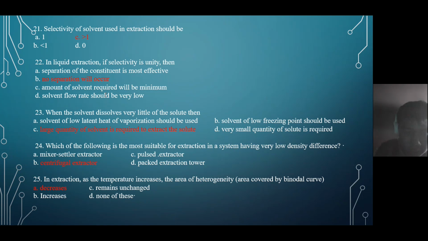So the last number for our theory: in extraction, as the temperature increases, the area of heterogeneity or area covered by the binodal curve decreases. It will not increase, it will not remain unchanged, it will decrease. It will decrease because of the movement of the molecules as temperature increases. That will be all for the theory.